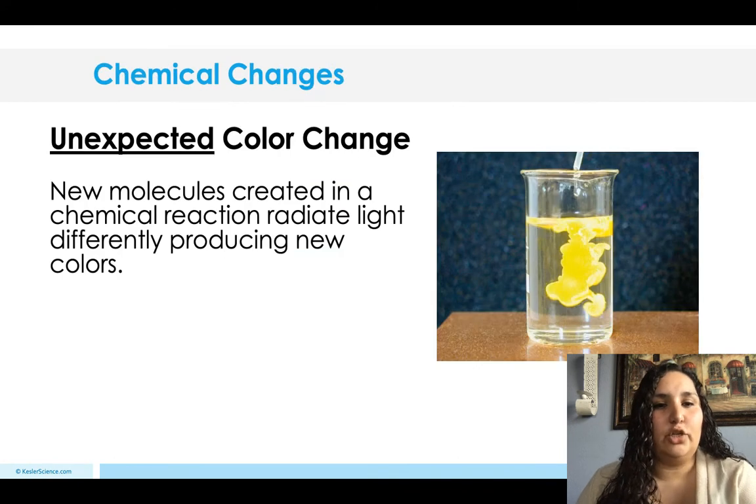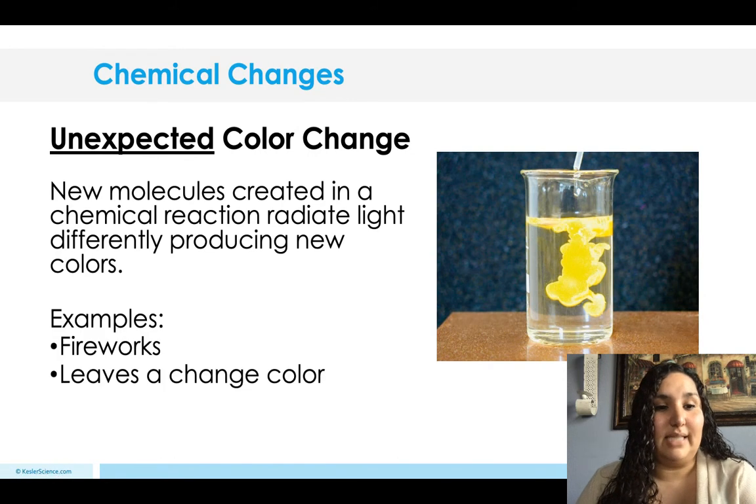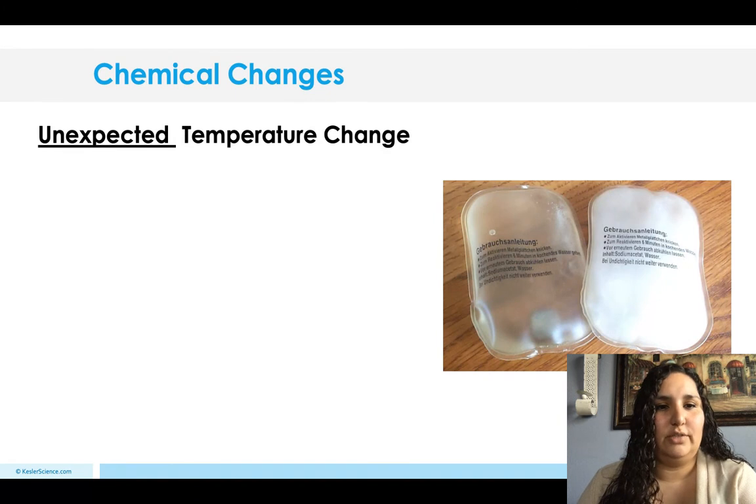Unexpected color change: new molecules are created in a chemical reaction that radiate light differently, producing new colors. So if you notice right here, the two liquids are clear, but when they mix, they form this yellow substance. Examples, fireworks, like I said, or leaves that change color. That is also a chemical change.